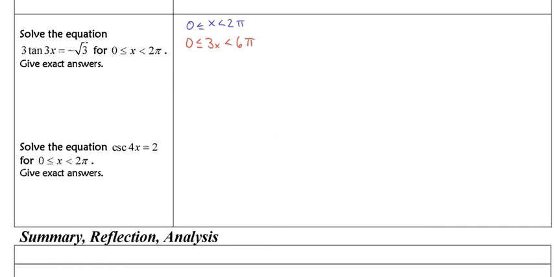So let's take that first step here. We've got 3 tangent of 3x equals negative root 3, and that first step is going to be to divide everything by 3. And so we have tangent of 3x is equal to negative root 3 over 3.